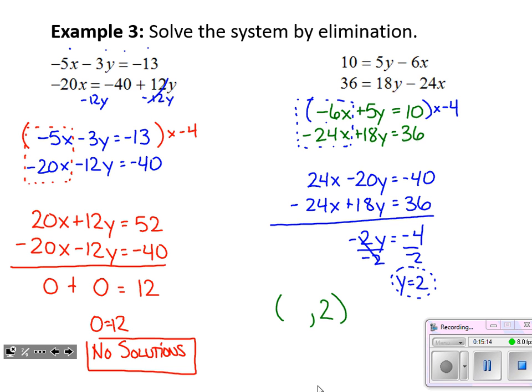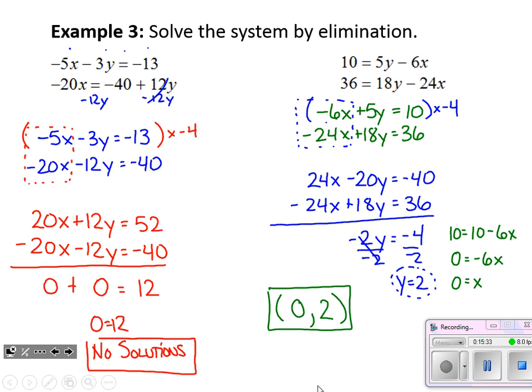And if I plug that 2 in, I get 10 equals 5 times 2, that's 10, minus 6 times x. And let's solve that for x. I'm going to subtract 10 from both sides, divide both sides by negative 6, and I find that x equals 0. Now, 0 is totally acceptable when a variable equals 0. A lot of times students will find x equals 0 and say no solutions, but that's simply not true. A variable can equal 0. The point (0, 2) exists on our coordinate plane, so this one works out just fine. We have the solution point (0, 2).